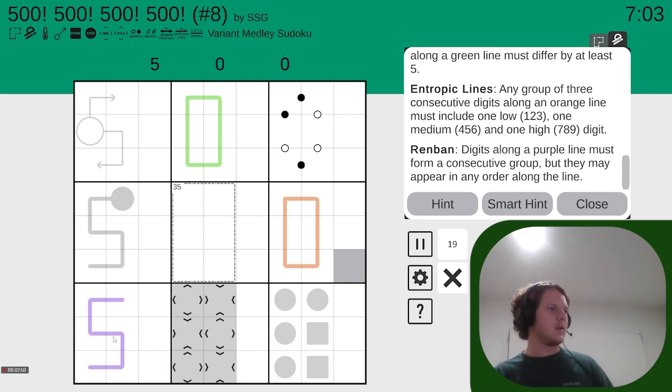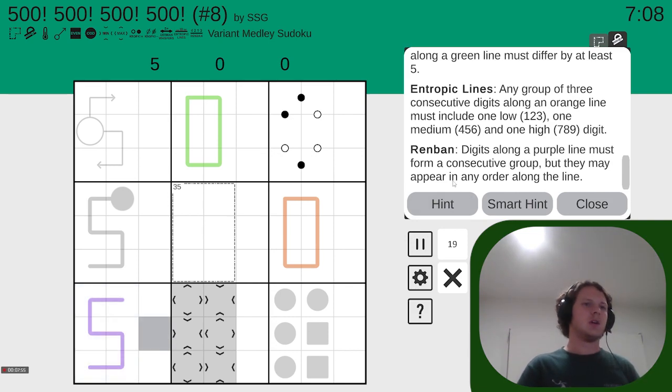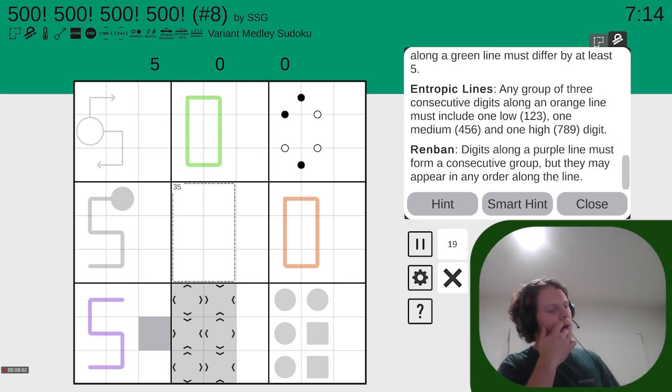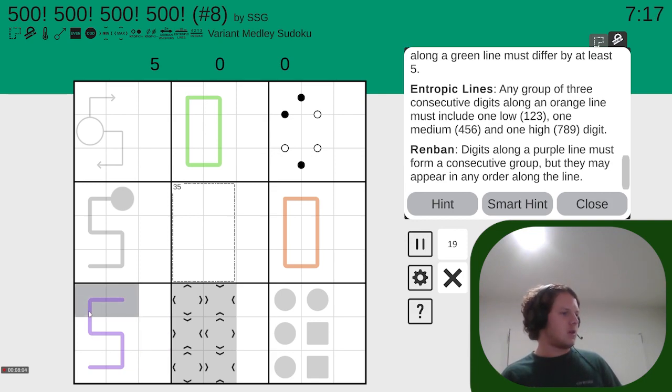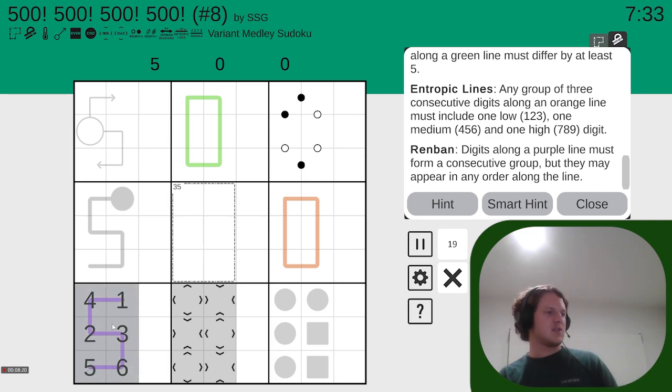And the last one, Renban, which I'm assuming is this purple one, which we have not touched yet. Digits along a purple line must form a consecutive group, but they may appear in any order along the line. Right, so let's say these are the digits 1 to 6. They are a consecutive group, but they can appear in any order, so it could go like this. But given that all 6 of those are consecutive when put in a group, it works.